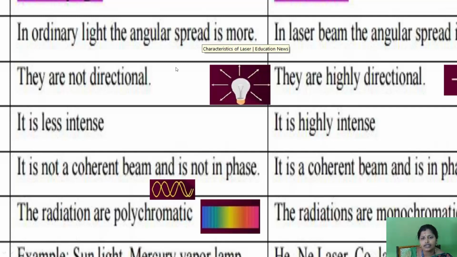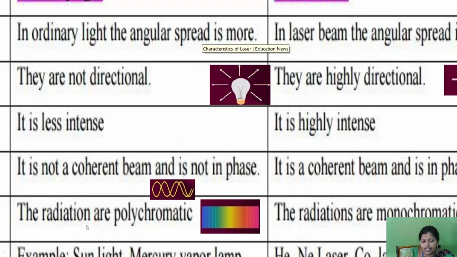Comparison of ordinary and laser light beams. The first one: for ordinary light, the angular spread is more. For laser beams, the angular spread is less. Ordinary light is not directional; we do not consider a particular direction. Laser beams are highly directional. The intensity of an ordinary light source is very low, and laser beam intensity is high. An ordinary light source is not a coherent beam and not in phase. A laser source is a coherent beam, in the same phase and same frequency.